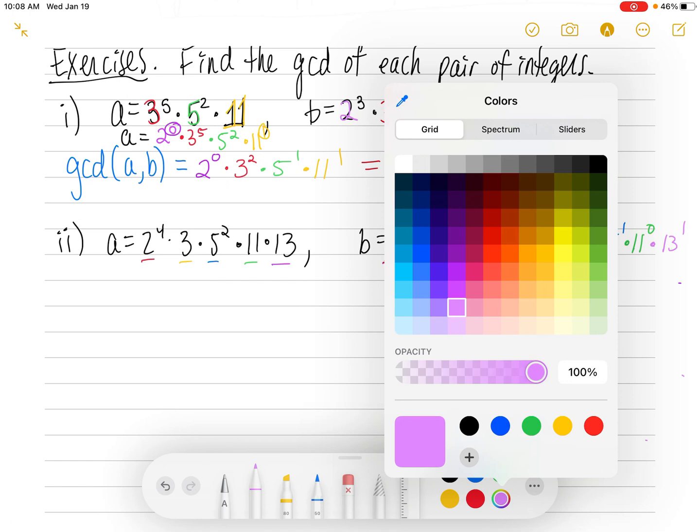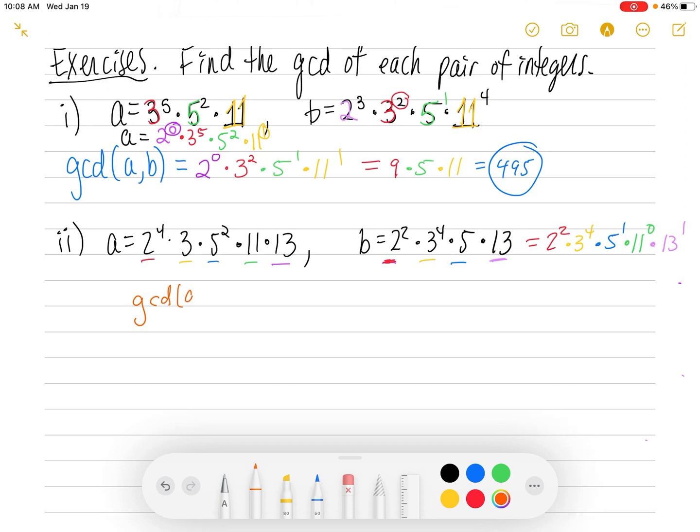I'll use this orange color. The GCD of A and B equals, so we're going to take our common primes here of 2, and the smallest power is going to be the 2. Then we're going to take our common primes of 3, the yellow ones, and the smallest power here is going to be the 1 power, right? You got 3 to the 1, 3 to the 4. 3 to the 1 is what we're going to take. And for the 5s, I'm going to write down a 5, and the smaller power is going to be the 1 power rather than the 2 power, so 5 to the 1.